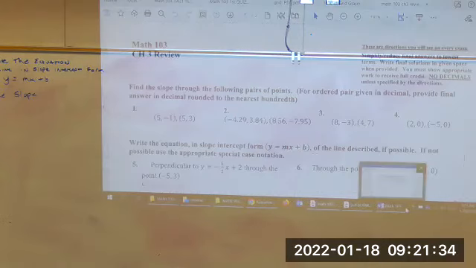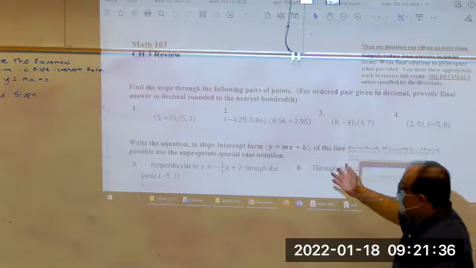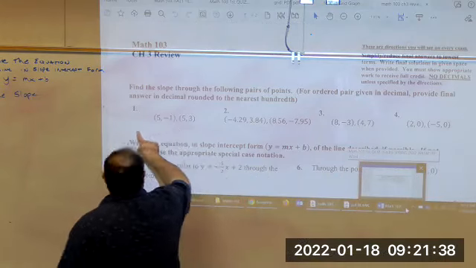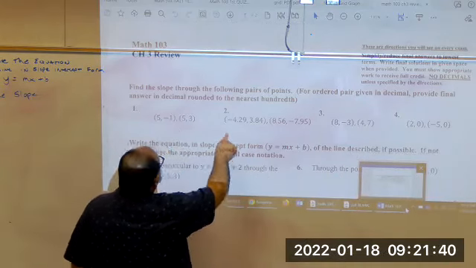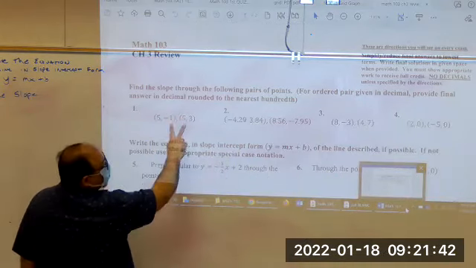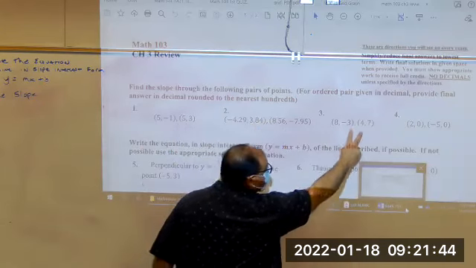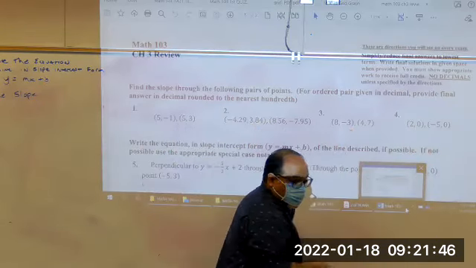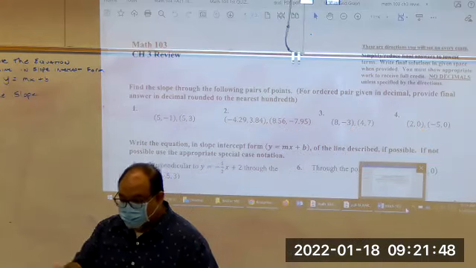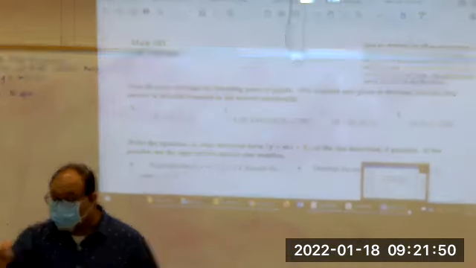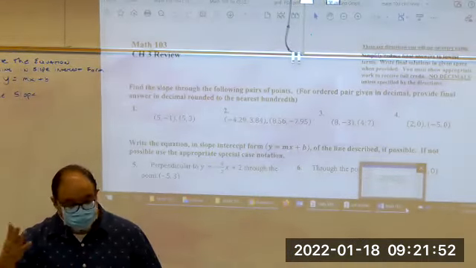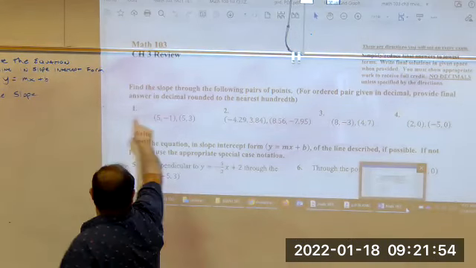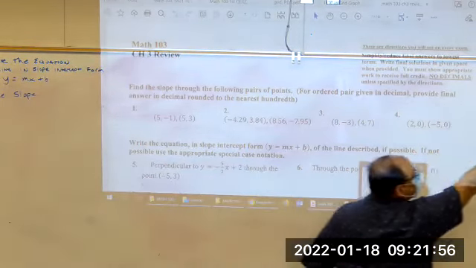Okay. This is a review sheet for your test. The first 4 problems on the review sheet: find the slope through the following 2 pairs of points. So it is just like the homework at the very beginning, find slope, right here.